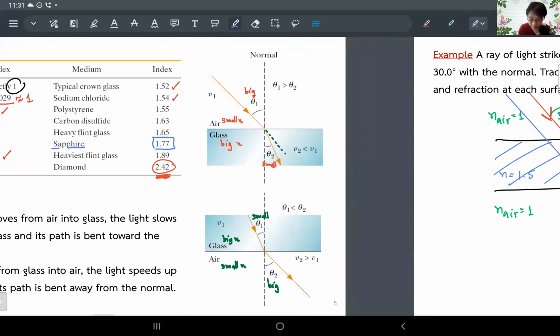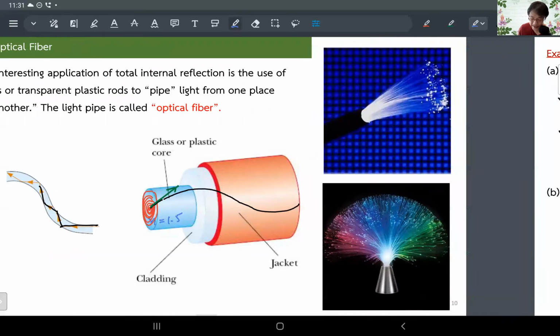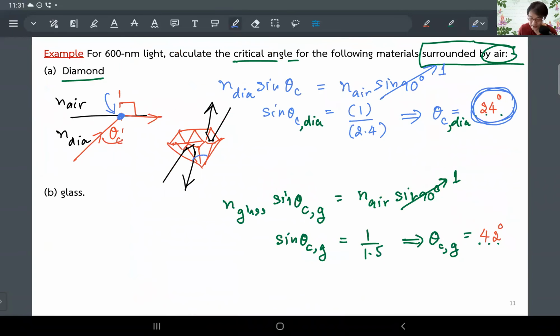I don't think we're gonna see any shiny ice cube or anything. That's gonna be tough. All right.